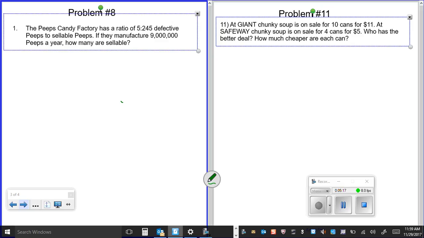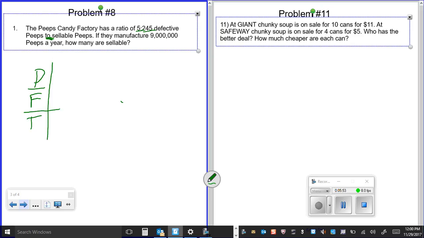So we know that the ratio is 5 to 245, but how do they describe these words? Remember, you can use the word "to" as one of the 3 forms to create a ratio. So we have defective Peeps to sellable Peeps. I'm just going to write D over S, because we know we're going to use that. But what they want is the total. They're going to need a total because they manufactured 9 million, so we're going to come down here and put total.